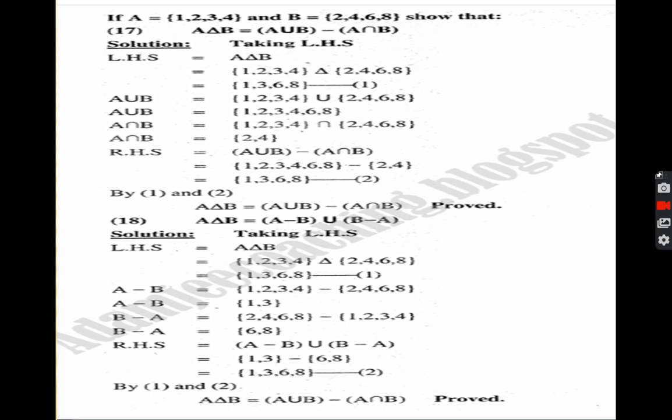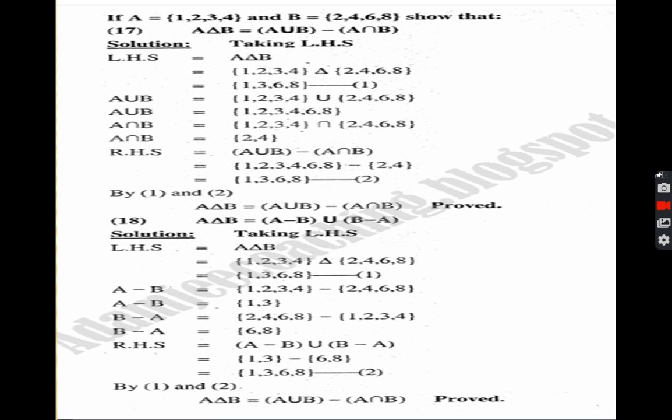So now we will firstly put the value of A and then symmetrical difference and then the value of B. So the answer is 1, 3, 6, 8 because the 2 is common in both sets, so the 2 is cut, and the 4 is common in both sets, so they cut each other. Then the remaining are 1, 3, 6, 8. This is our first. And the other one is A union B.